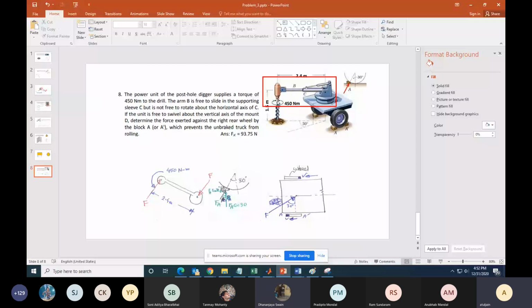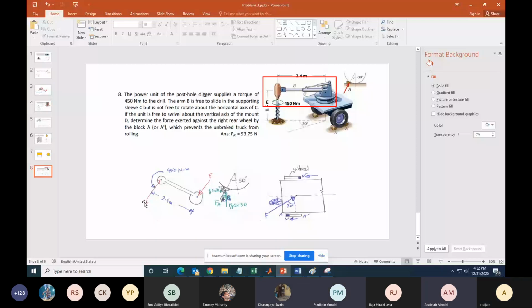You'll always get statements like that. Yes, sir. But it is written that C is not free to rotate about the horizontal axis. So will there not be a restrictive movement? No, but it is not free to... Excuse me, sir. Horizontal axis. Since it is not free, that's why we have the resulting couple. Sir, if it was allowed to rotate, there would be no couple. It would rotate.